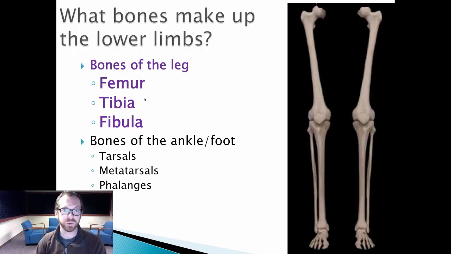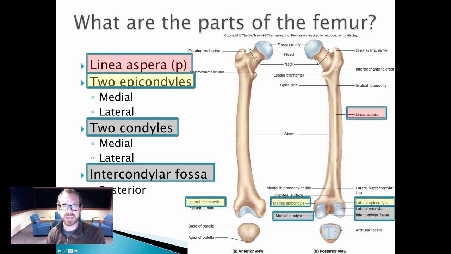Now we're moving into bones of the lower limbs, and these include your femur, your tibia, your fibula, and then the bones of your ankle and your feet: tarsals, metatarsals, and phalanges. First bone in the leg or the lower limb is the femur. We have an image of an anterior femur here and a posterior femur. This end up here, where the head is indicated, this is going to be our proximal portion of the femur. This is where the femur will articulate with the acetabulum at the pelvic girdle.